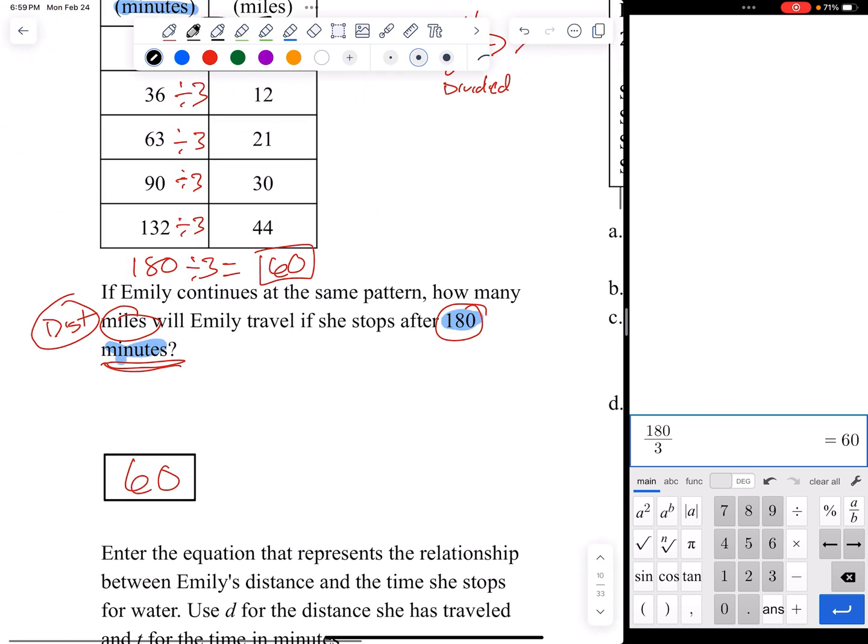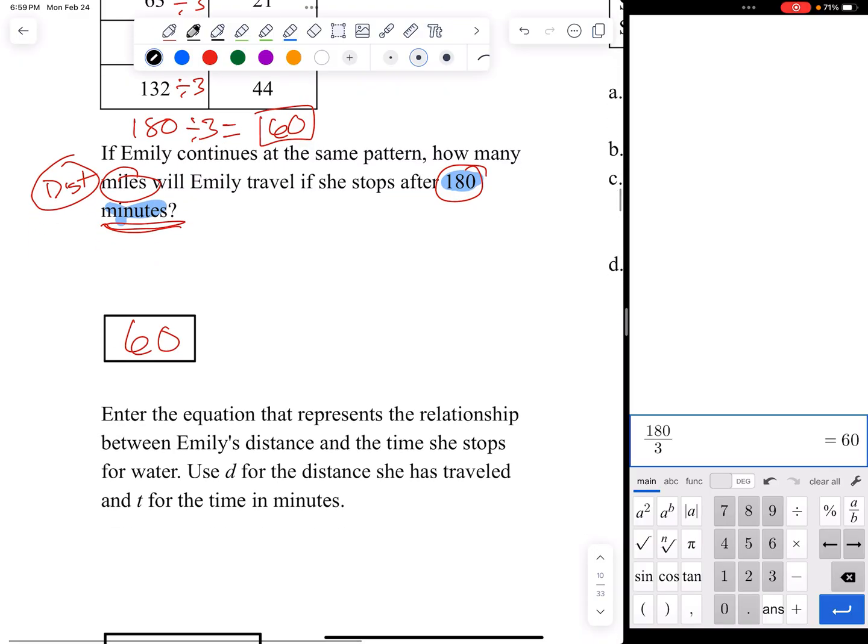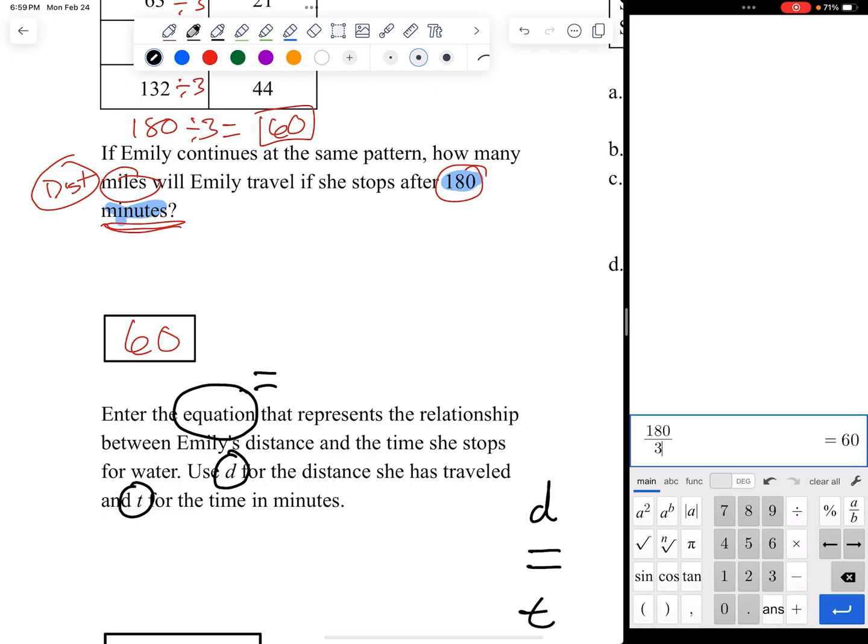This is a two-parter. I didn't even see that. Okay, so enter the equation that represents the relationship between Emily's distance and the time she stops for water. So super important. Equations means you better put an equal sign. Use D. So you better have D. You better use an equal sign. And you better use T.